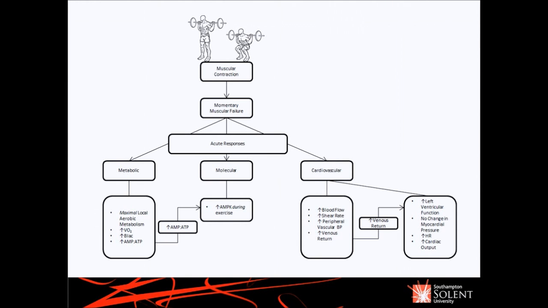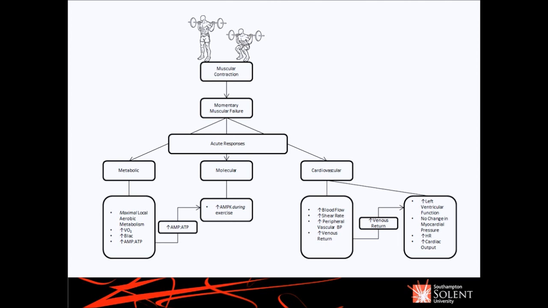And we then broke down the responses we looked at into the metabolic responses, the molecular responses, and the actual cardiovascular responses as a whole. When we think of the cardiovascular system, the measurements of cardiovascular fitness that we get are a product of all these different things, but the cardiovascular system is inherently the heart and the vascular system itself.